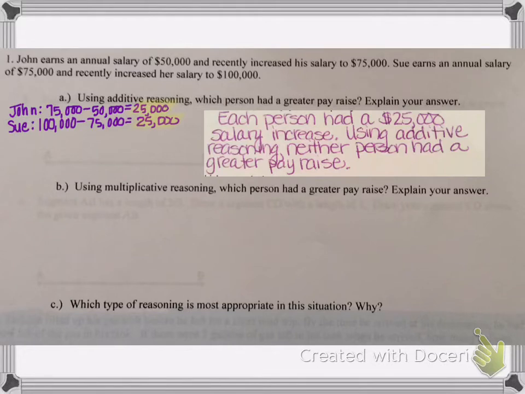Part B asks us to compare John and Sue's pay raises using multiplicative reasoning. When we use multiplicative reasoning, we are comparing two quantities using division or multiplication. We are going to compare John's new salary to his old salary by dividing. We get 1.5. This means that John's new salary is 1.5 times as large as his old salary.